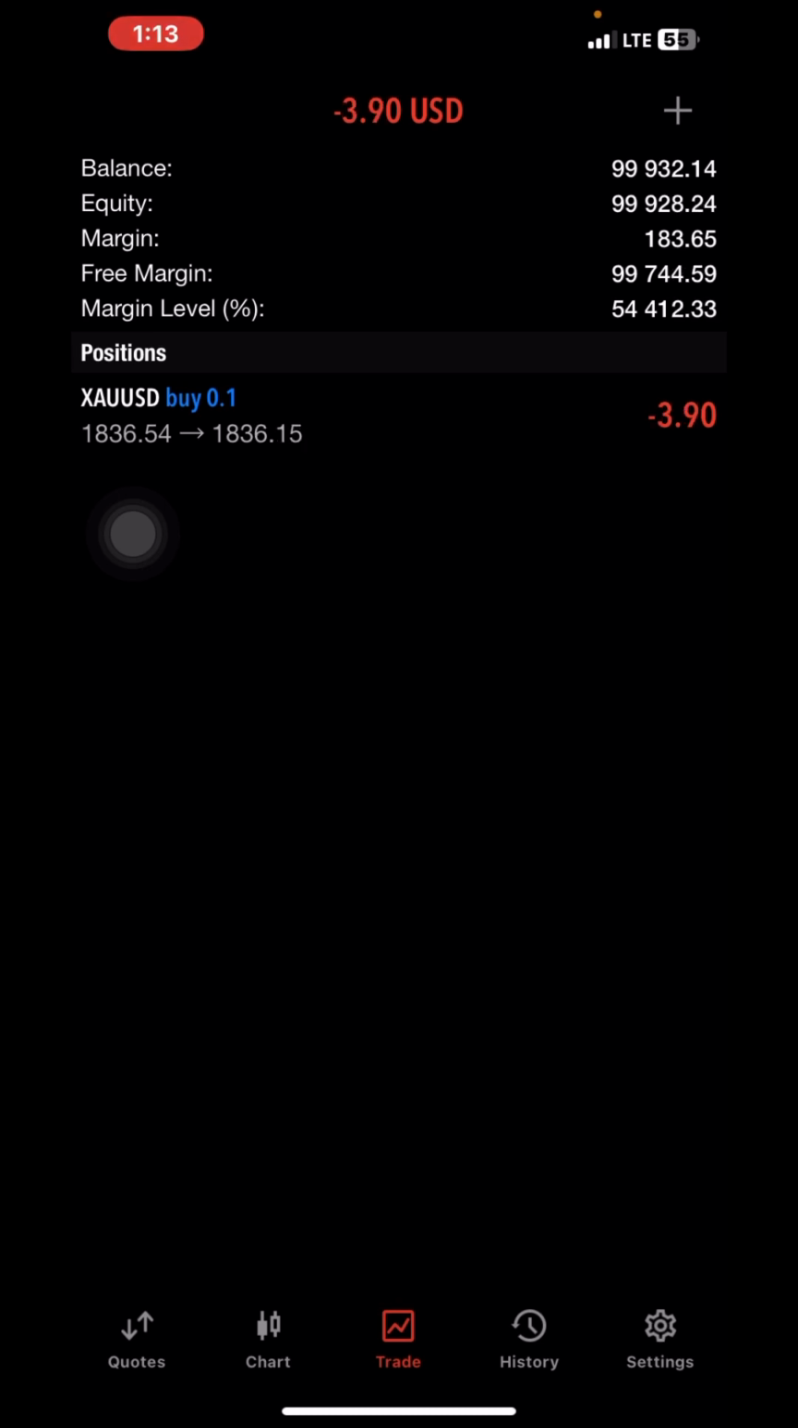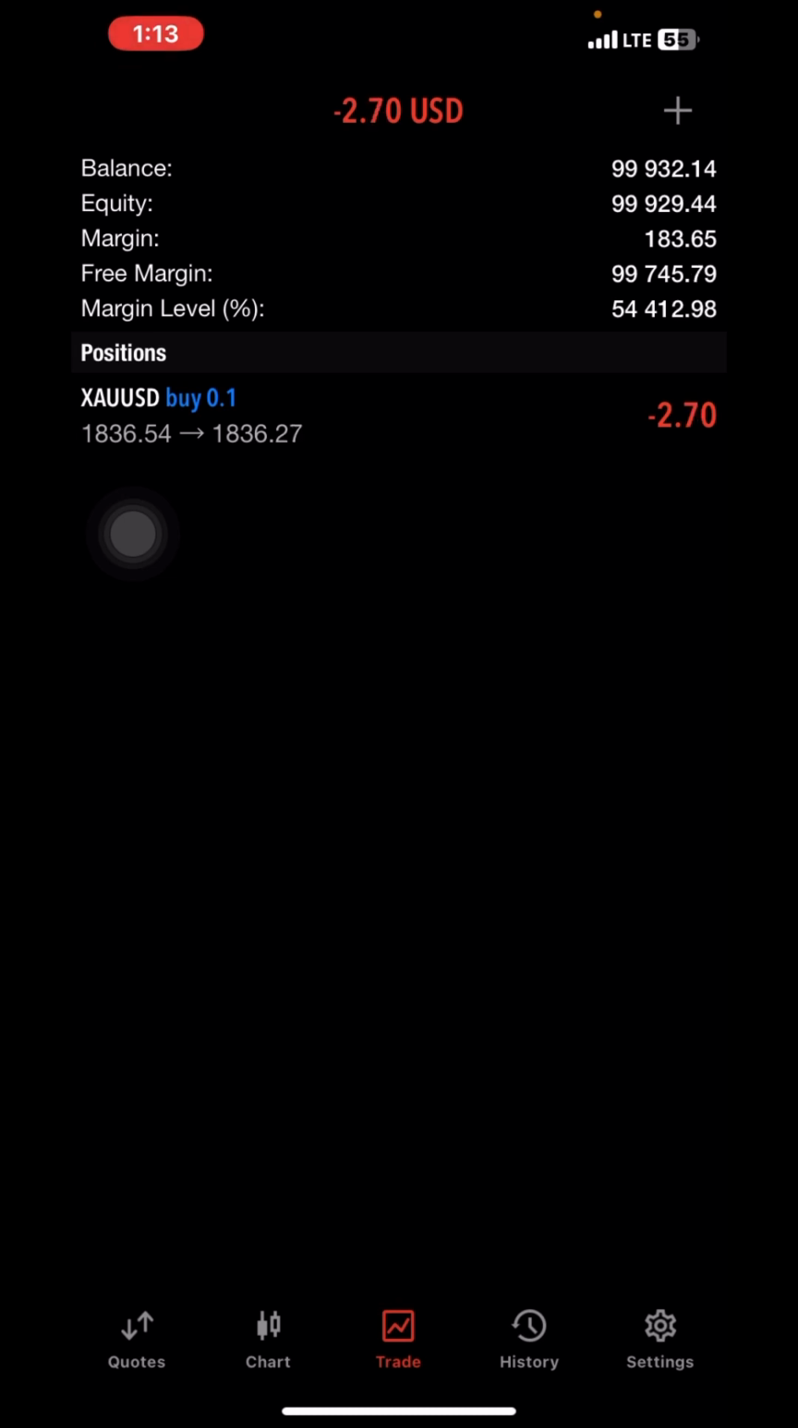Then we move on to free margin. The free margin can be calculated by subtracting the margin from the equity. As you already know, the equity is your balance plus your profit or your loss, and then you subtract the margin from it to get the free margin. So that's some calculation to do there.